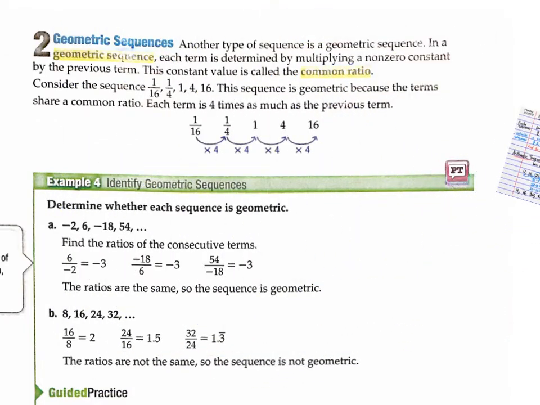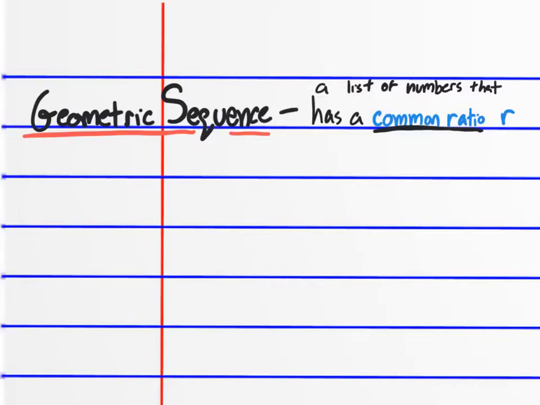So we're going to be able to identify arithmetic sequences just by seeing if it has a common difference, compared to geometric sequences, which is another type of sequence, another type of list. And in geometric sequences, each term is determined by multiplying a non-zero constant by the previous term. This constant value is called the common ratio. Okay, so that's all sounding pretty confusing. Let's go to our notes and let's write down geometric sequence has a common ratio. I'm sorry about that. A geometric sequence is a list of numbers that has a common ratio r. So just remember that. Geometric sequence has a common ratio r.